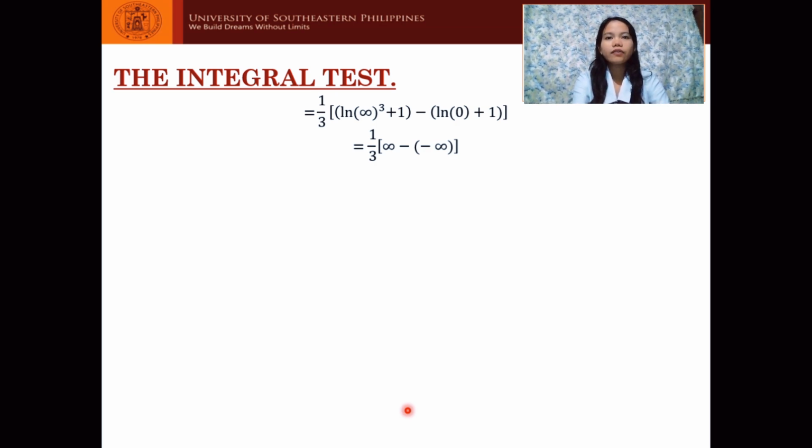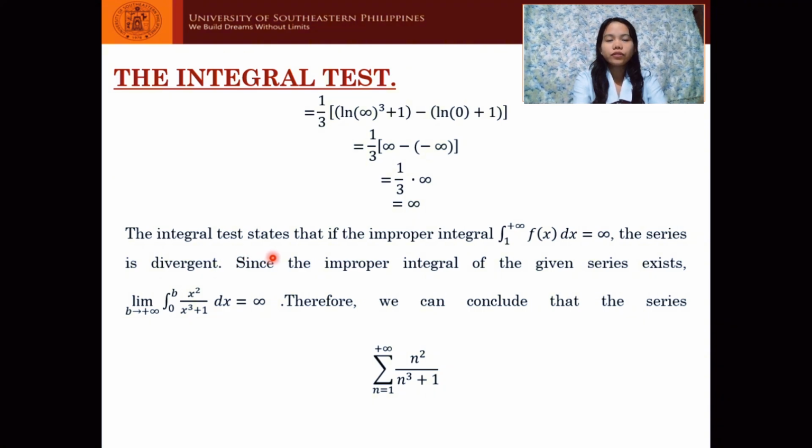So what we have right now is that ln of 0 plus 1 is negative infinity. Negative infinity plus 1 is still negative infinity. So 1/3 times infinity minus negative infinity gives us infinity. A constant multiplied by infinity is still infinity. So we can state that the integral test states that if the improper integral of f of x dx from 1 to positive infinity equals infinity, the series is divergent.